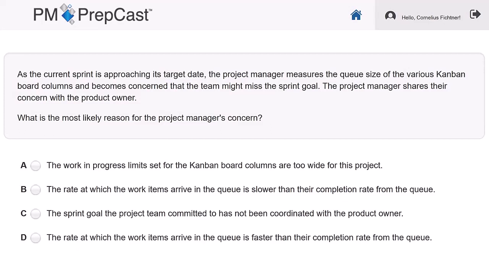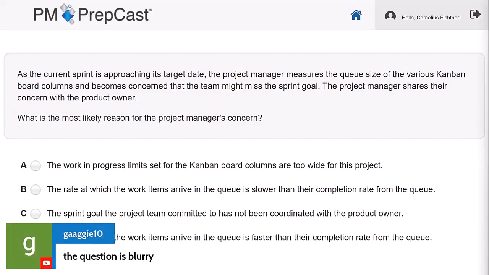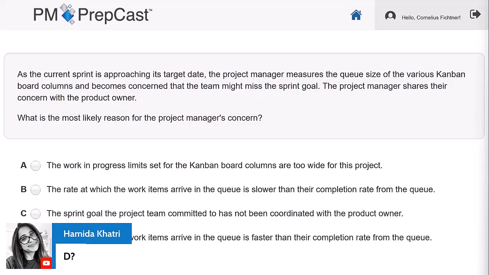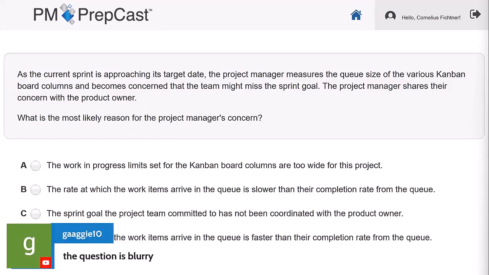Yeah, so this seems to be a hard one because I am not getting a single response. Oh, there we go. We have one. The question is blurry. Okay. We have Hamida who says D, question mark. Mike goes with A. Barry goes with D. Arnab goes with A. Let me first of all address this one here, Gaggy 10. The question is blurry.